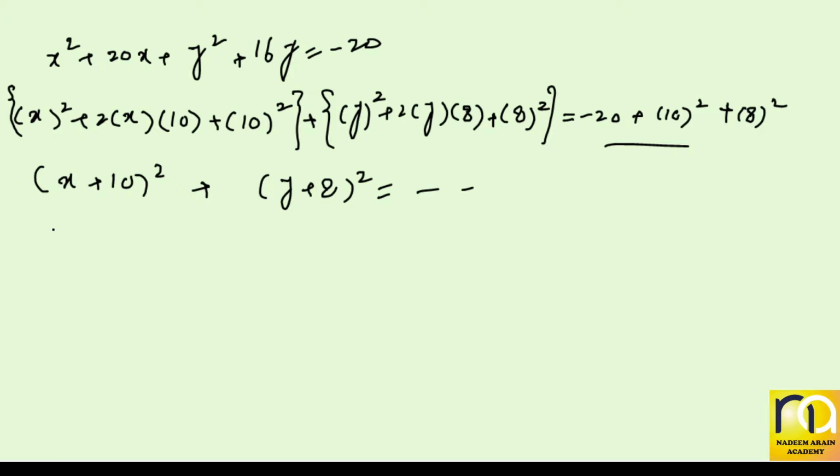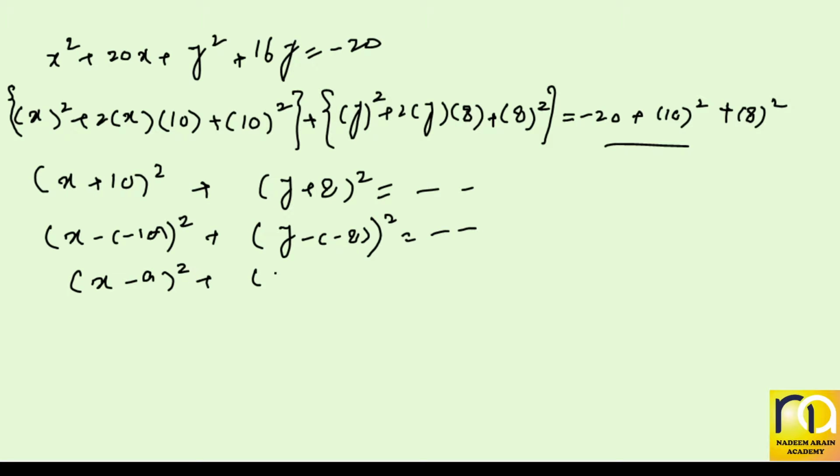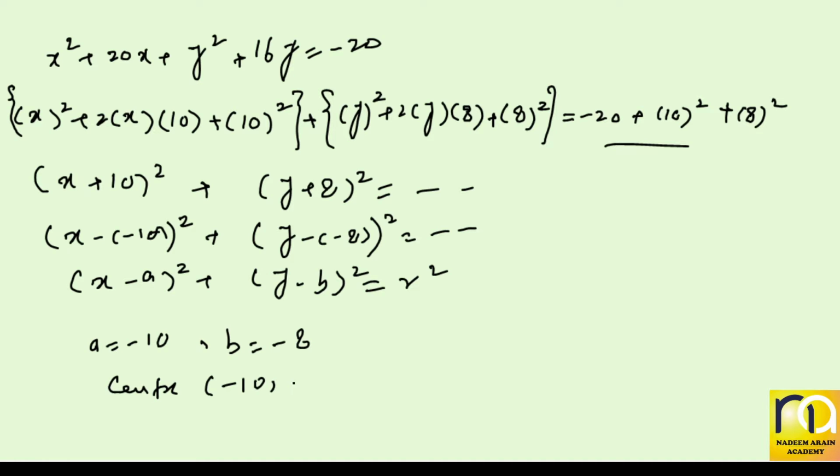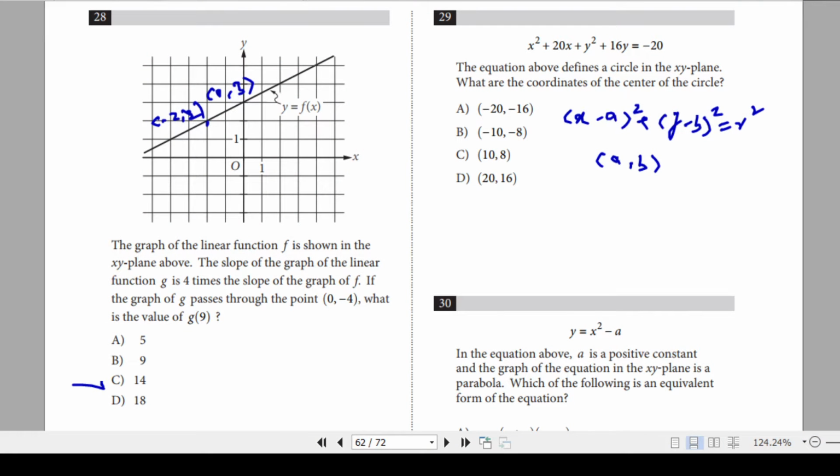It doesn't concern us. So if we convert it into this, x minus 10 whole square and y minus 8 whole square, then this is x minus a whole square plus y minus b whole square is equal to r square. So a is minus 10, because this minus is cancelled with this minus. a is minus 10 and b is minus 8. So the center is minus 10 comma minus 8. That's option B. Okay, minus 10 comma minus 8.